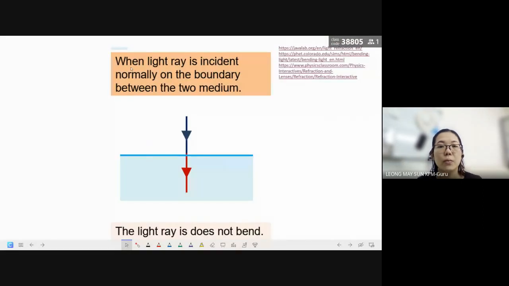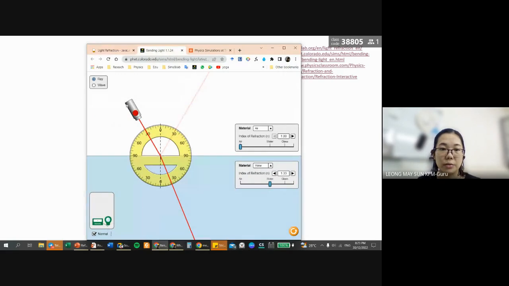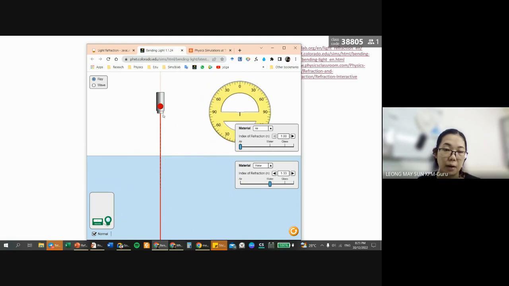Okay, so when the light ray is incident normally on the boundary between the two media, the light ray does not bend. Why? Because it is incident normally, 90 degrees to the surface. I'm going to prove this to you. I'm just going to use this because it's easier for me to move it, and put it like this. You do notice that the light ray is incident from the laser source towards the boundary of the surface and it goes down all the way.